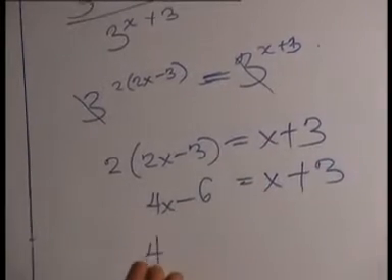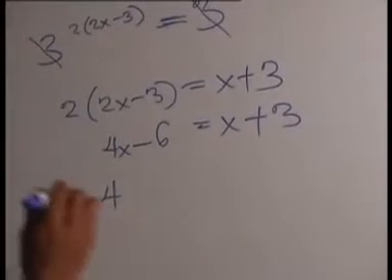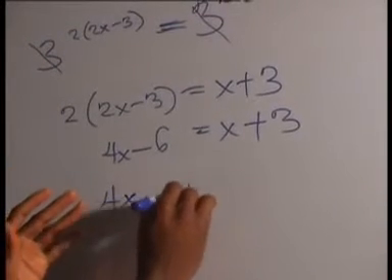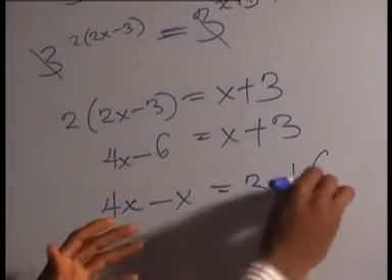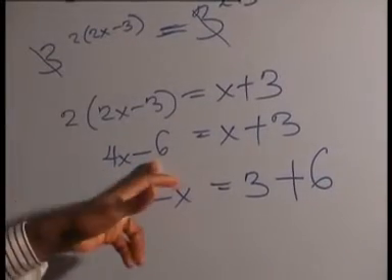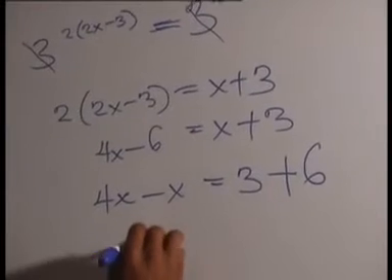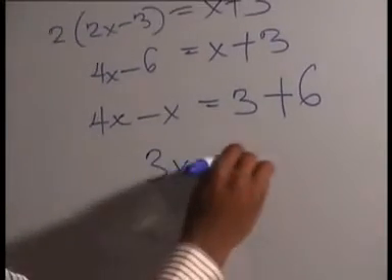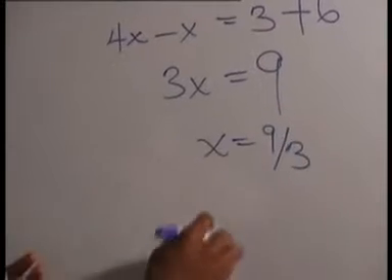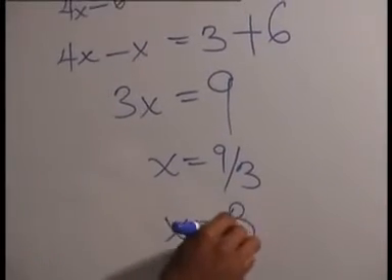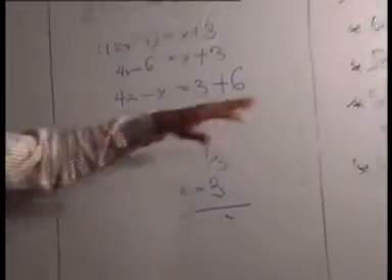So you collect like terms. Yes. Are we there? So let's take x to the left side. We're going to have 4x minus x equals to plus 3 plus 6. It was minus here. By the time it crosses this sign, it becomes positive. So we are going to have 3x as 9. x is 9 over 3. x is 3.